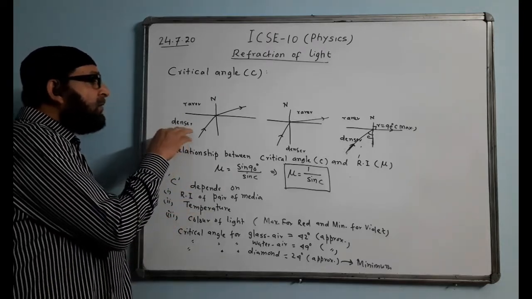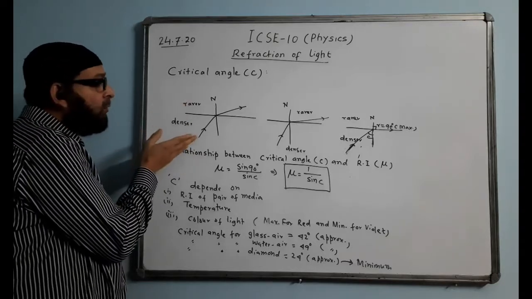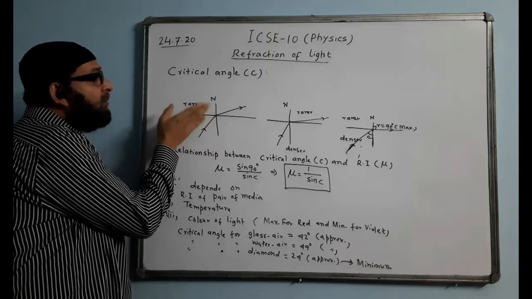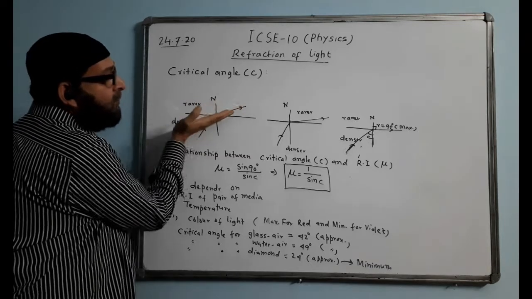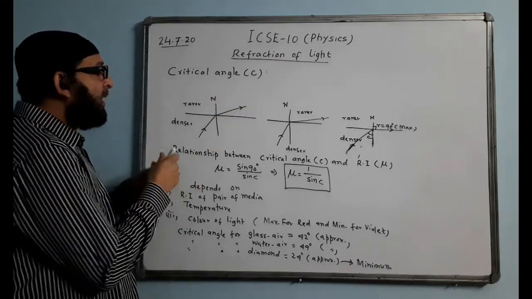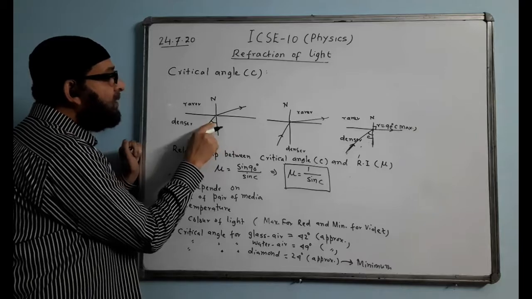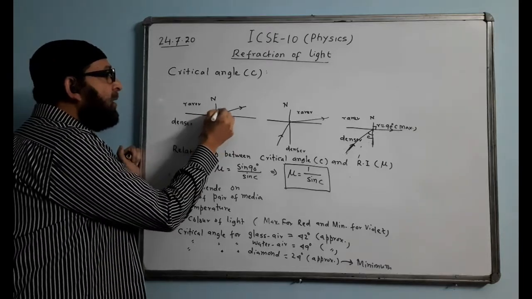Particularly when the ray travels from denser to the rarer medium, as I have shown here. Rays are going from denser to the rarer medium. According to the rule, the ray bends away from the normal. So the ray is bending away. That is shown here. This angle is the angle of incidence and this angle is the angle of refraction. This is I, this is R.